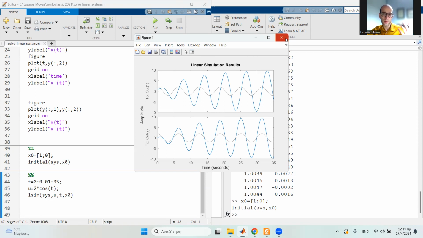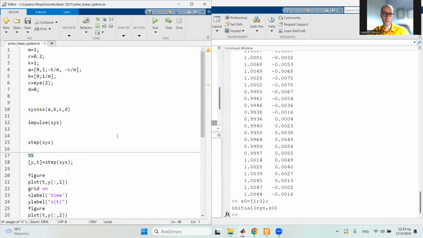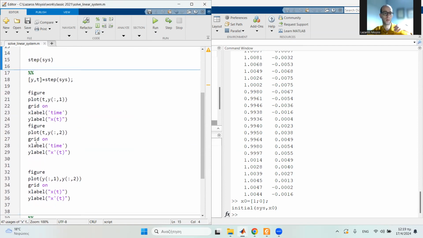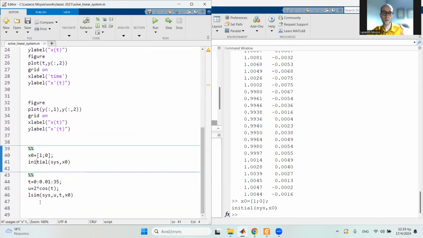So this is a very simple and straightforward way to simulate linear systems in Matlab. You just have to write them in matrix form, define the matrices, and then there is a collection of built-in commands like impulse, step, and initial. And there is also the lsim command where you can define your own input, your own time, and then simulate the system for this specific input. And if you want, also for the specific set of initial conditions. Okay, so this is it. Much straightforward, very easy to do.